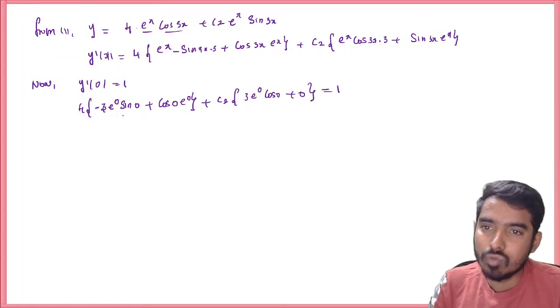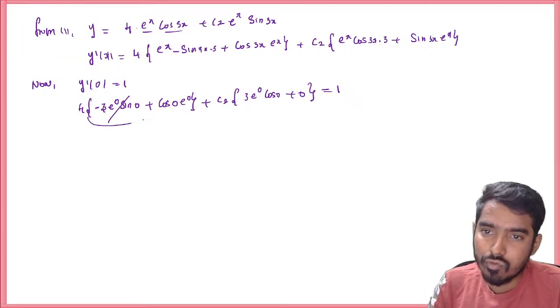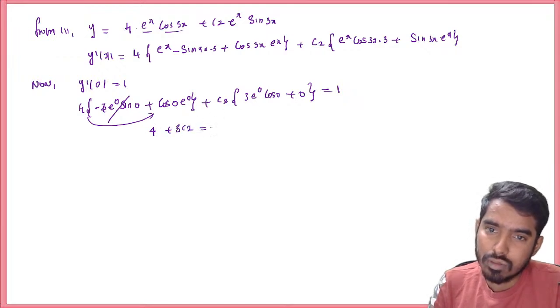Because y dash of 0 is 1. So this will be 0. So cos 0 is 1, e power 0 is 1. So 4 into 1 is 4. And this again is 3c2, which is equal to 1. So 3c2 is equal to 1 minus 4, 3c2 is equal to minus 3, c2 is equal to minus 1.